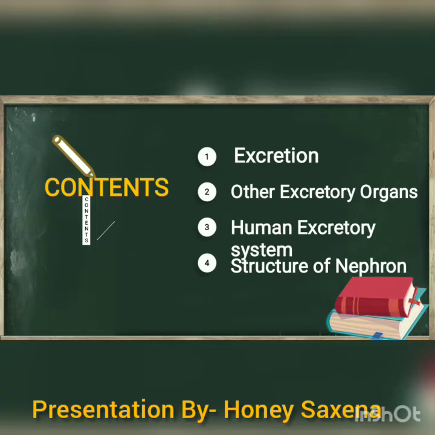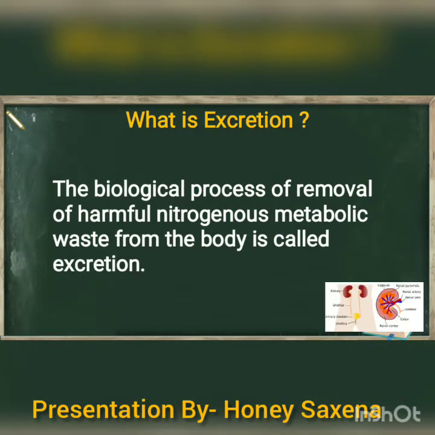So the first thing that comes to our mind is what is excretion. Excretion means removal of waste. It is a process through which we remove waste from our body. What kind of waste do we remove from our body? That is nitrogenous waste. Nitrogenous waste means urea, uric acid, ammonia. So we can say that the biological process of removal of harmful nitrogenous metabolic waste from the body is called excretion. Through excretion we excrete nitrogenous waste from our body in the form of urine.